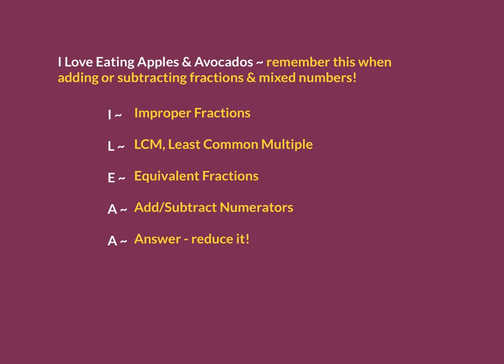So the first thing, I'm sure you haven't seen this quite like this before, but this is what I always use to remember when adding or subtracting fractions, and of course that includes our mixed numbers. I love eating apples and avocados. So these are the things that our acronym stands for. I is for improper fractions, L is for the least common multiple, E is for equivalent fractions. Next we have to add or subtract those numerators, and then finally we have our answer and we need to reduce it. So pause this here and get this into your notebook if you haven't already.